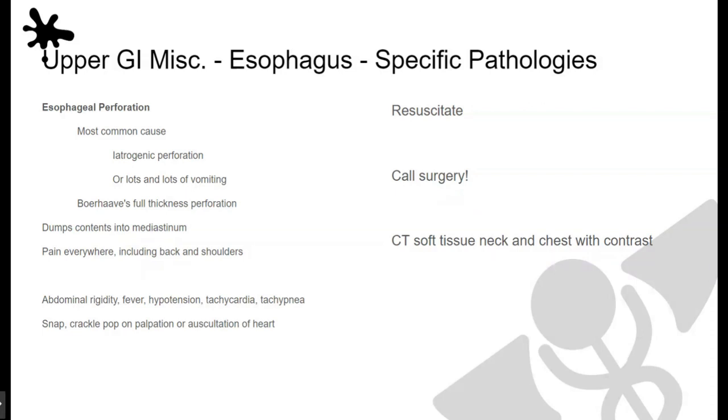So for these people, you got to resuscitate them. Oxygen, on the monitor, 2 large bore IVs. They can easily decompensate on you. Call surgery right away. Get the CT soft tissue of the neck and chest with contrast. Make sure they're stable to go down to the CAT scan because ain't nobody happy when you're running a code in CAT scan, right?